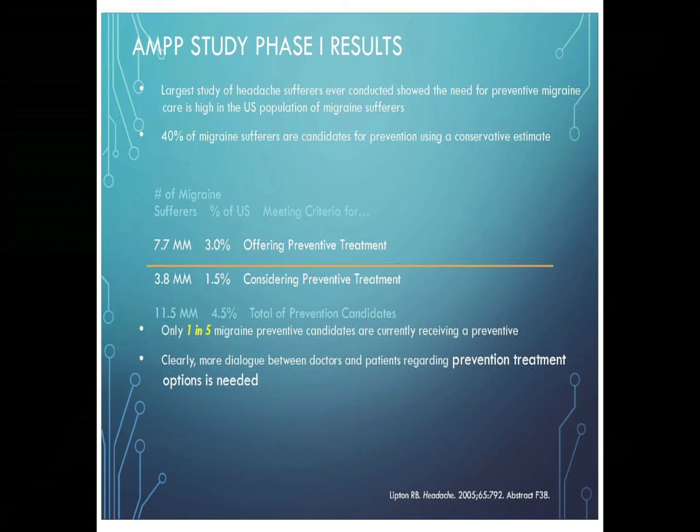About 1.5 has it even been considered, and I mean by the clinician. 4.5 sort of the total of prevention candidates. So only 1 in 5 people who have either disability or high frequencies or both in this country at the time this study was done, only 1 in 5 actually are on preventive care. So that's again a place that shows us from essentially a broad-based population study that we really are not doing what we need to change or adapt the model.